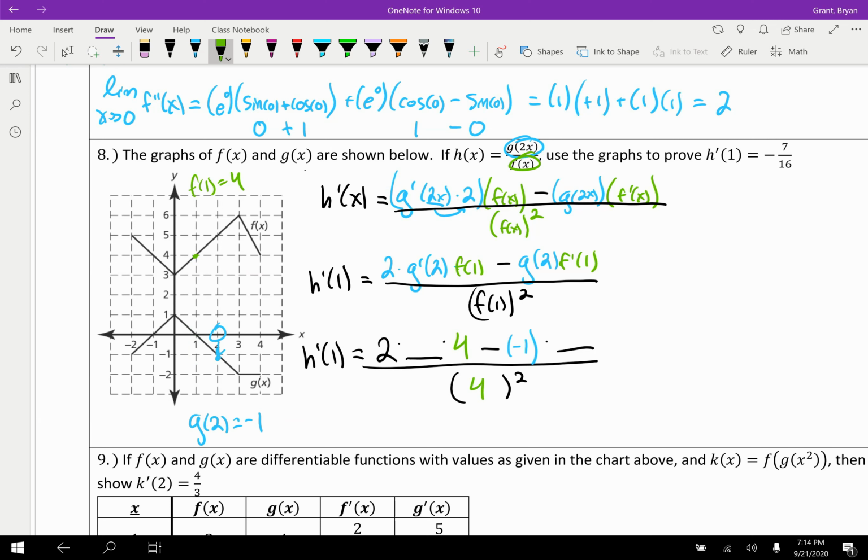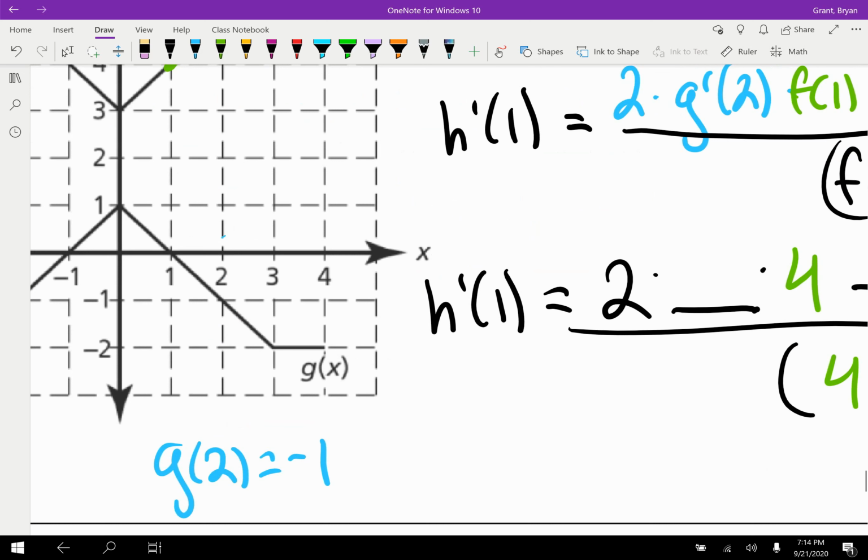What about the primes? Well, g prime of 2, we're like, well, didn't we just find g of 2? Well, we found g of 2, but we didn't find g prime. We need to remember, what does a derivative measure about a graph? Well, the derivative measures the slope at that specific point. So if we wanted to measure g prime of 2, what it really means is, what is the slope of the graph right here? But luckily, this graph is a line.